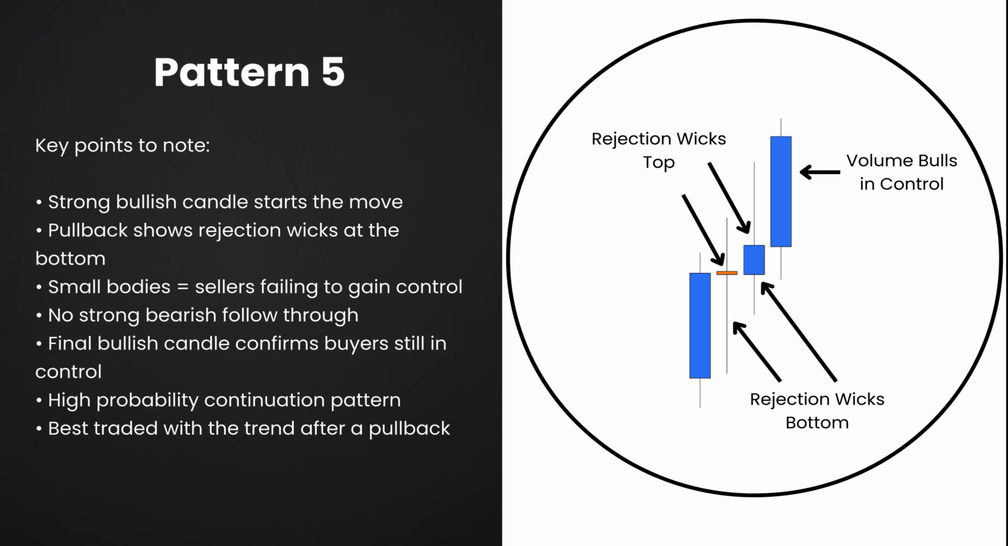Key points to note. Strong bullish candle starts the move. Pullback shows rejection wicks at the bottom. Small bodies equals sellers failing to gain control. No strong bearish follow through. Final bullish candle confirms buyers still in control. High probability continuation pattern. Best traded with a trend after a pullback.